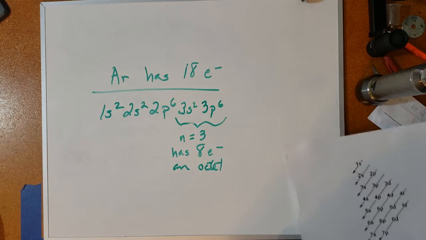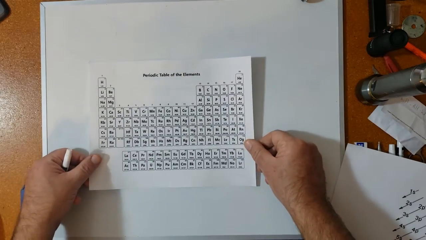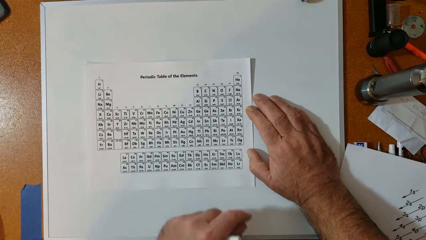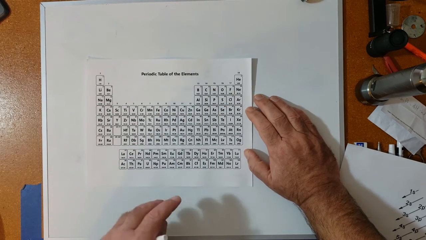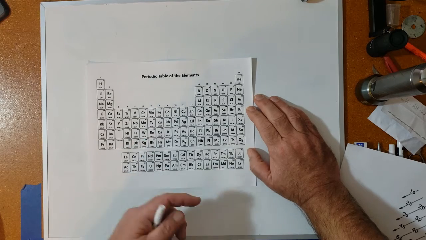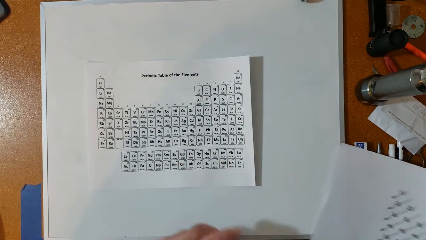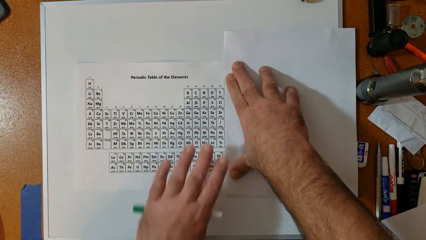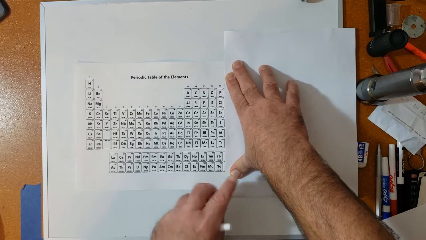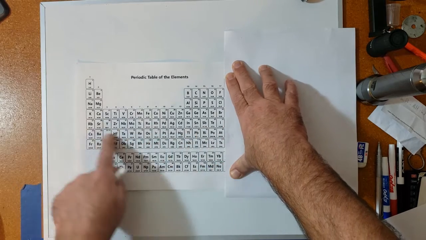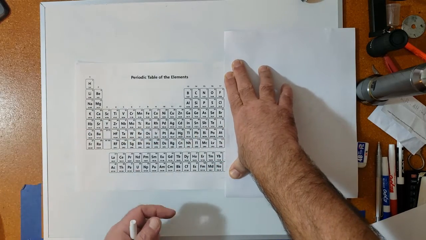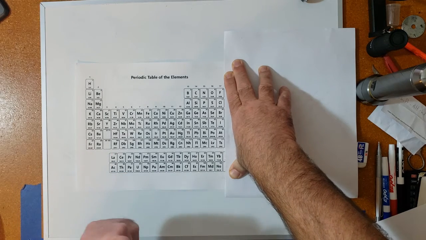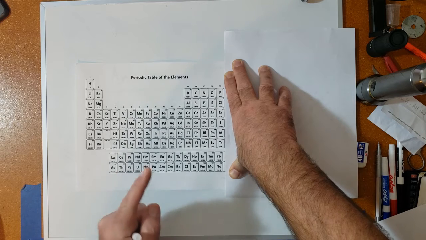Now, here's really the meat of today's discussion. What do we do with the other elements, or how can we predict what they do chemically? If we take the noble gases out of play because they already have octets and aren't chemically reactive, all the other elements are chemically reactive. And what we're saying here is that we can predict a little bit about how they're going to react chemically by following the octet rule.